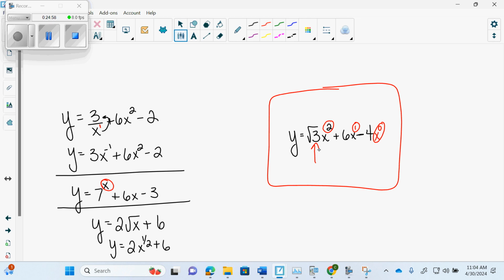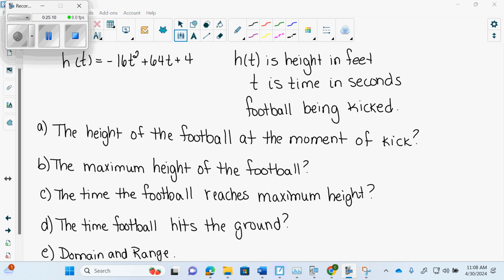Okay, I'm giving you a quadratic word problem. Let's see what happens, because this book sucks. Oh, I forgot to press record.